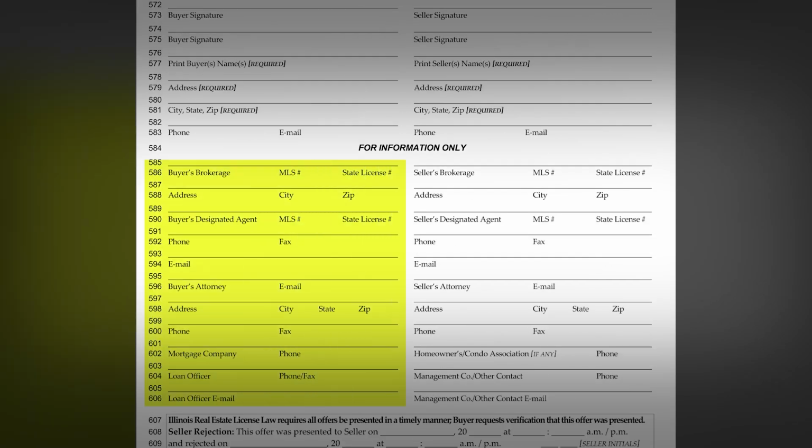The buyer's broker information and seller's broker information should be completed. All of that is available to you in the MLS. Buyer's attorneys, seller's attorneys, if you know that information at the time, please fill that in. Same thing with mortgage company and HOA. That way everyone knows who is who in the transaction.